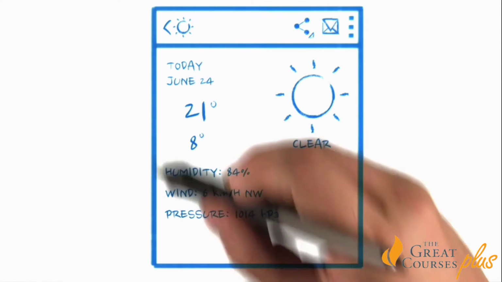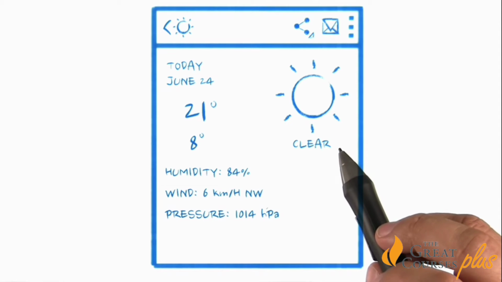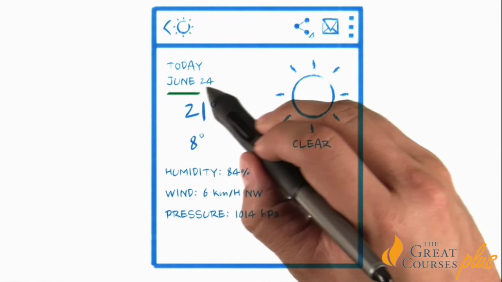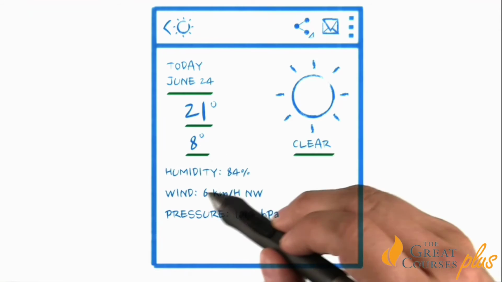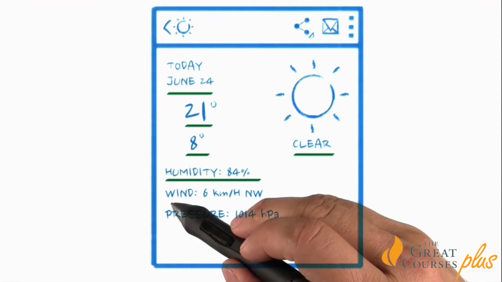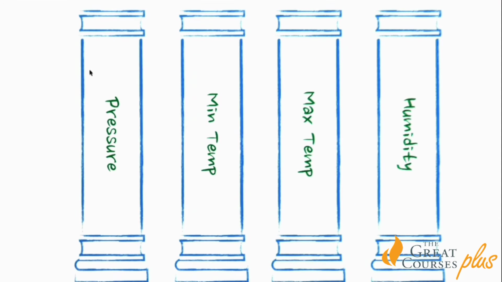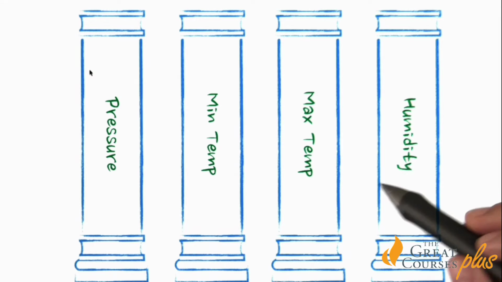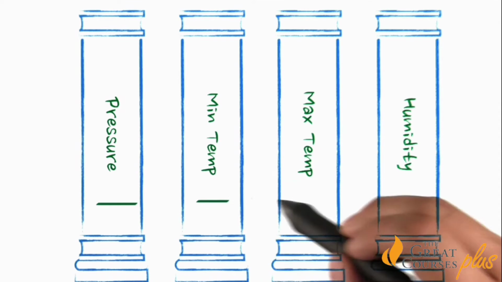This is a good time to revisit our final detail wireframe. For each weather forecast, we're going to need to store at least the date, the condition, the high and low temperature, the humidity, the wind speed and direction, and the barometric pressure. Since our database will use a row to represent each forecast day, we'll store each piece of data associated with the forecast in a separate column.